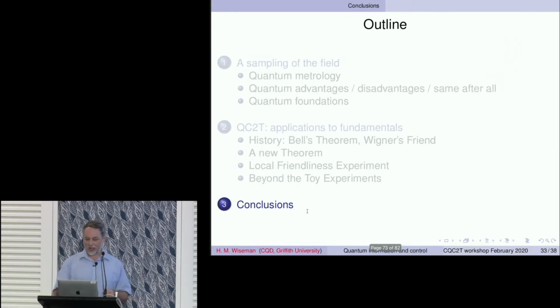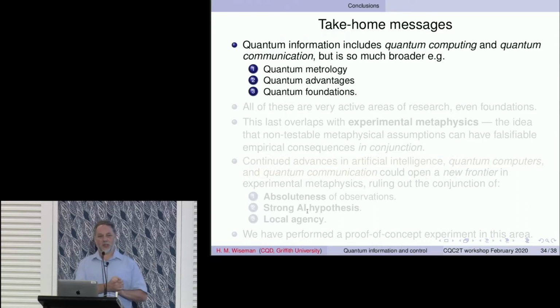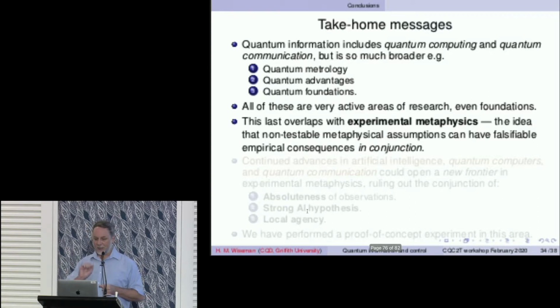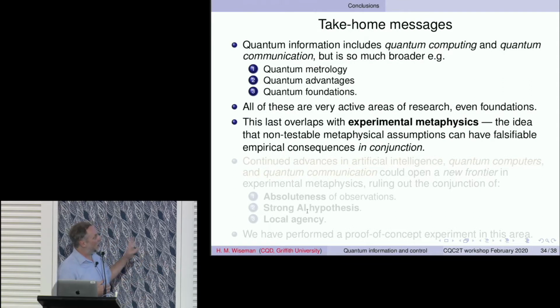Okay. All right, so to conclude. The take-home messages are that quantum information includes many more things than quantum computation and quantum communication, such as quantum metrology, other quantum advantages, and many parts of quantum foundations. All of these are very active areas of research, even foundations, despite what some people might think. So this last area, quantum foundations, overlaps with experimental metaphysics, which I talked about a lot. The idea that metaphysical assumptions, which are non-testable individually, can be testable in conjunction, and that's what we're doing.